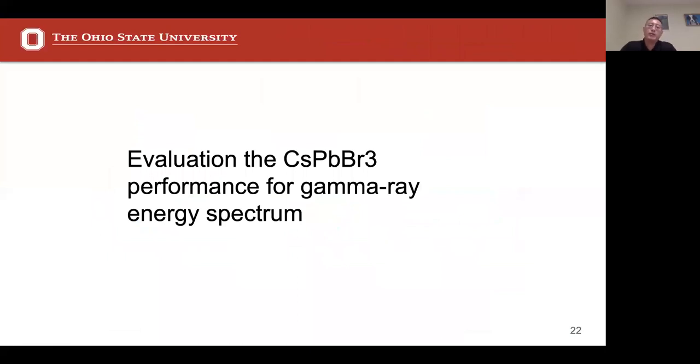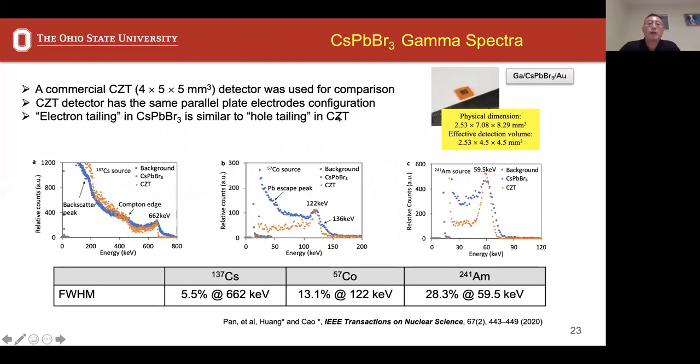So with those improvements to the device structure and surface, we will start to look at their gamma ray energy spectrum performance. And this is the gamma spectrum acquired for cesium-137, which is this one, and cobalt-57, emitting primarily 122 keV gamma rays, and also americium-241.